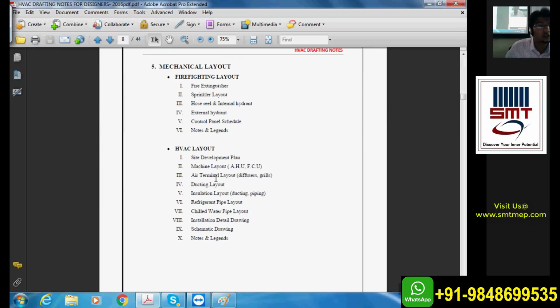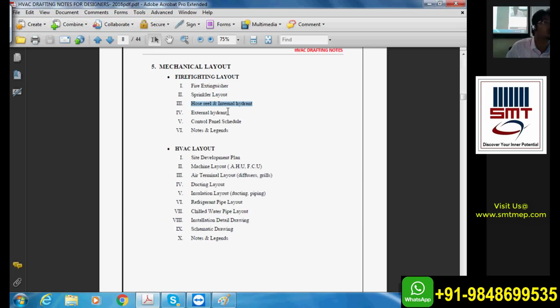The mechanical layout first includes a firefighting layout. That also majorly includes your fire extinguisher, which is the manual way of stopping the fire. Then you have the sprinkler layout, the automatic sprinkler, where an automatic heat sensor will spray water or carbon dioxide gas or such things in order to stop the fire. That is automatic. Hose reel and internal hydrant layout, for you to have the landing valves, for the fire brigades to connect the pipes from outside. Those layouts are going to be included in the firefighting layout.